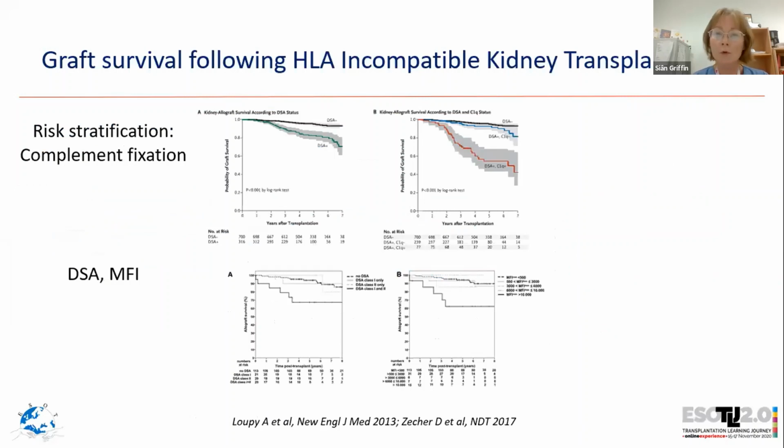And we've also heard from Christoph about risk stratification, considering complement fixation and the level of donor-specific antibodies and the subsequent risk of transplant loss.